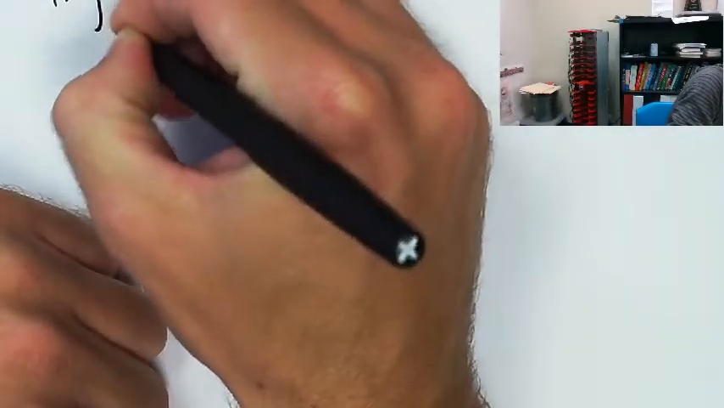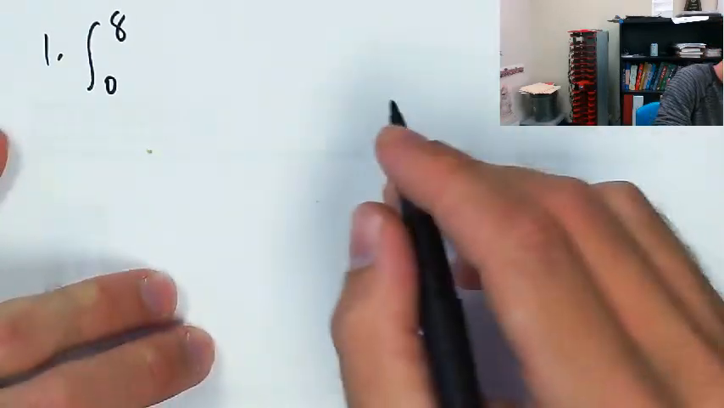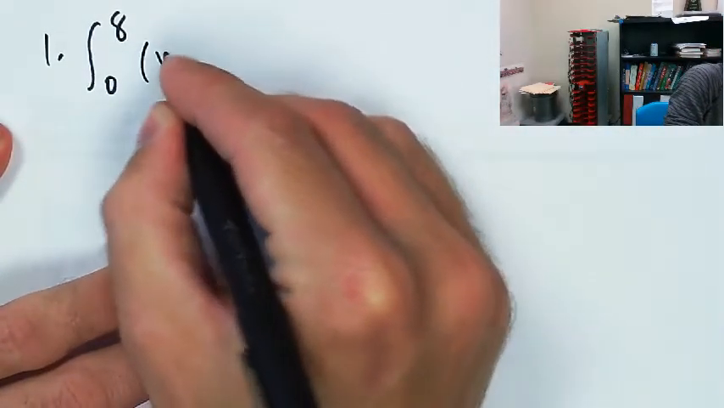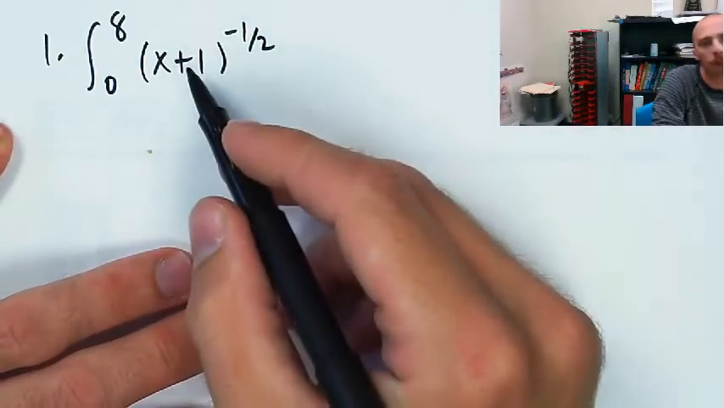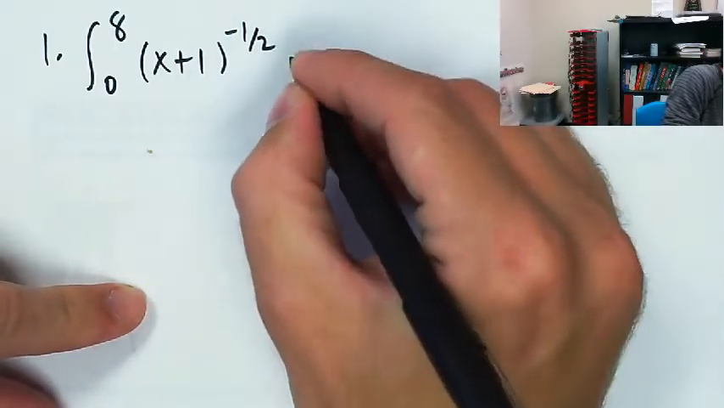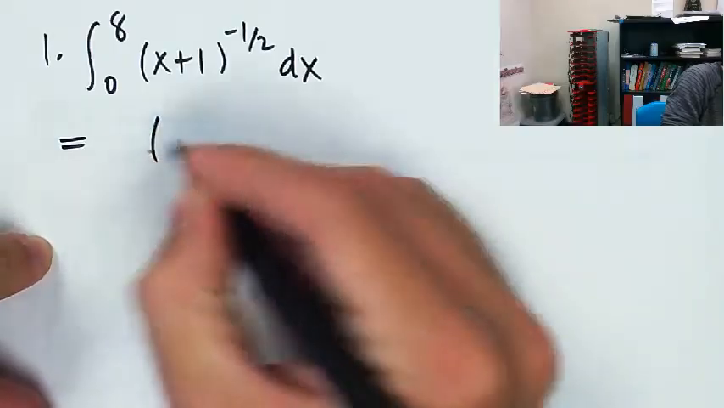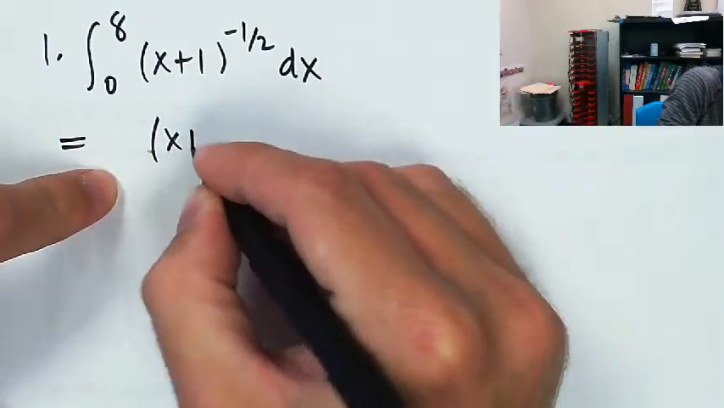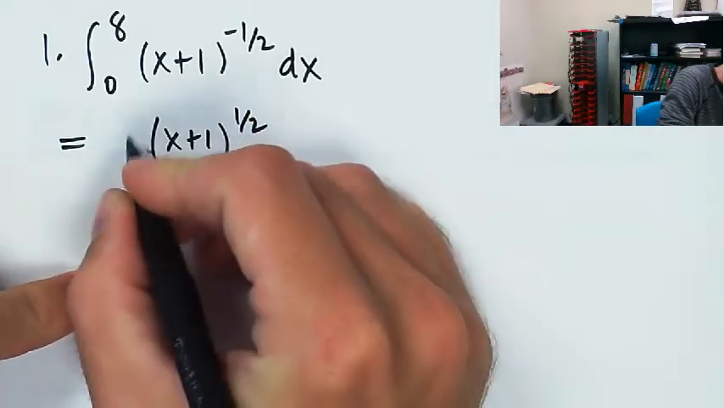Number one, integral from 0 to 8 of 1 over the square root of x plus 1. I'm going to rewrite that as x plus 1 to the negative 1/2 power. I had 1 over the square root of x plus 1, but in order to anti-differentiate this, I'm going to need to write it as a power. An antiderivative, at least my hypothesis, is to leave the inside the same, add 1 to the power, and then divide by the new power.